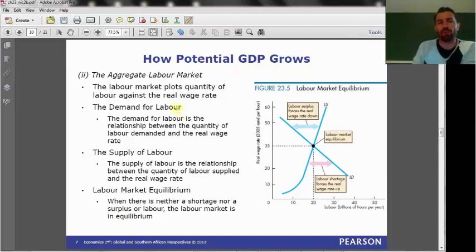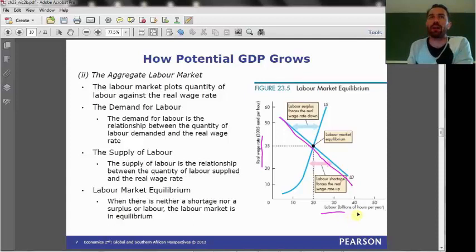Okay, so the demand for labor. What is the demand for labor? Here it is. It's a downward sloping curve. In the aggregate labor market, we're plotting real wage against quantity of labor. Labor demand is downward sloping. What does that mean? The demand for labor is the relationship between the quantity of labor demanded and the real wage rate. It's negative, which means as the wage rate decreases, the quantity of labor that we are prepared to hire increases.